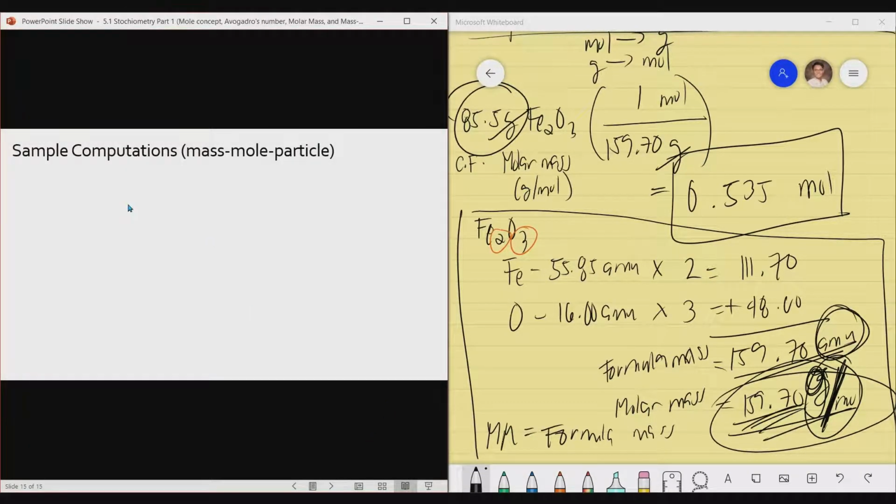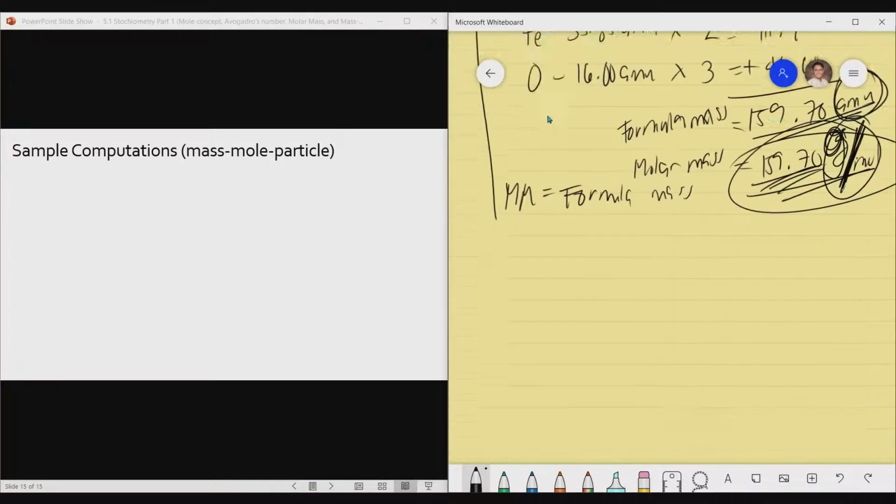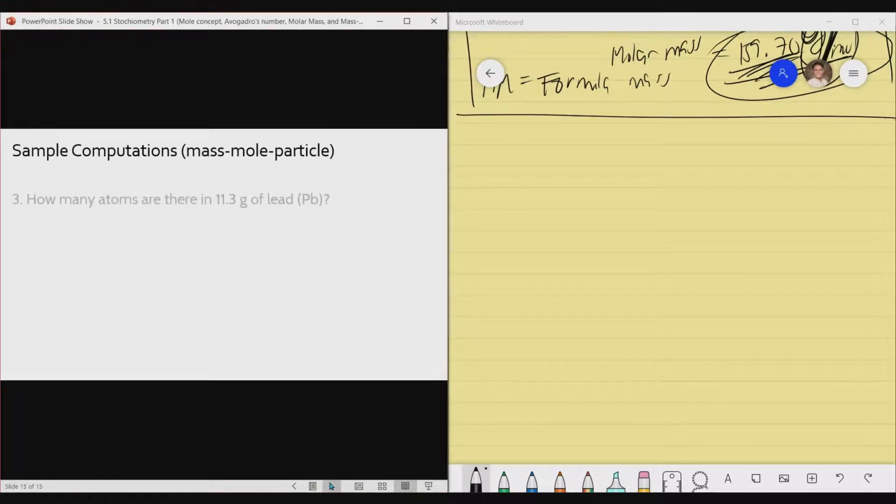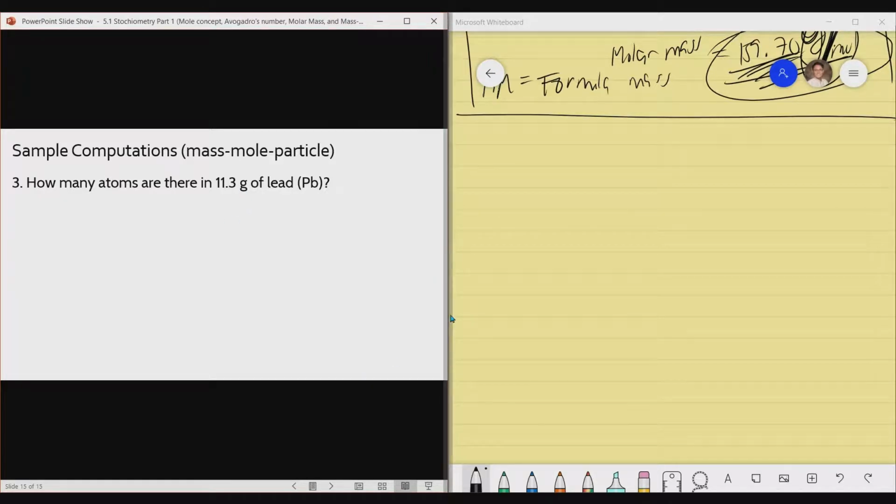Now, what about when we are going to compute or translate mass, mole, and particle? Seemingly there will be a challenge, so let me read the problem. How many atoms are there in 11.3 grams of lead? Let me write the given: 11.3 grams of lead. So we need to convert grams into number of atoms.